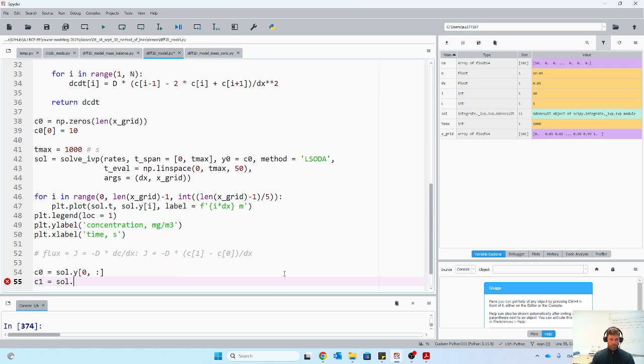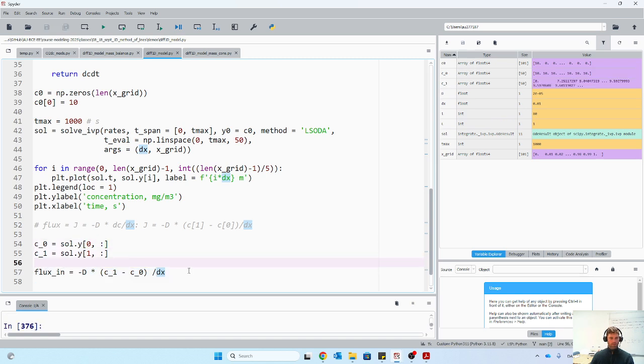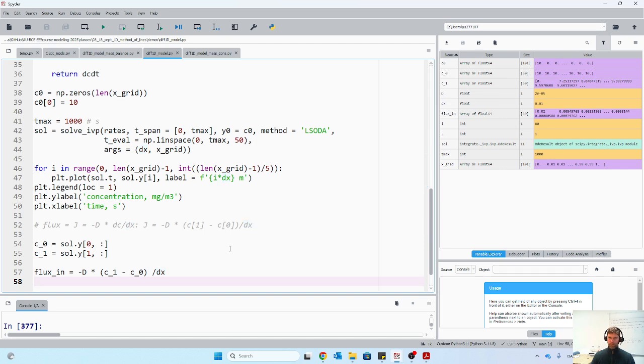We can do the same for position 1, that is row 1 and all times. Now we can calculate the flux, which is equal to... and sorry, let's just change this to C so we don't overrule the initial condition vector. Okay, so this should give us the flux in at all times. Let's try to run that and see how it looks.